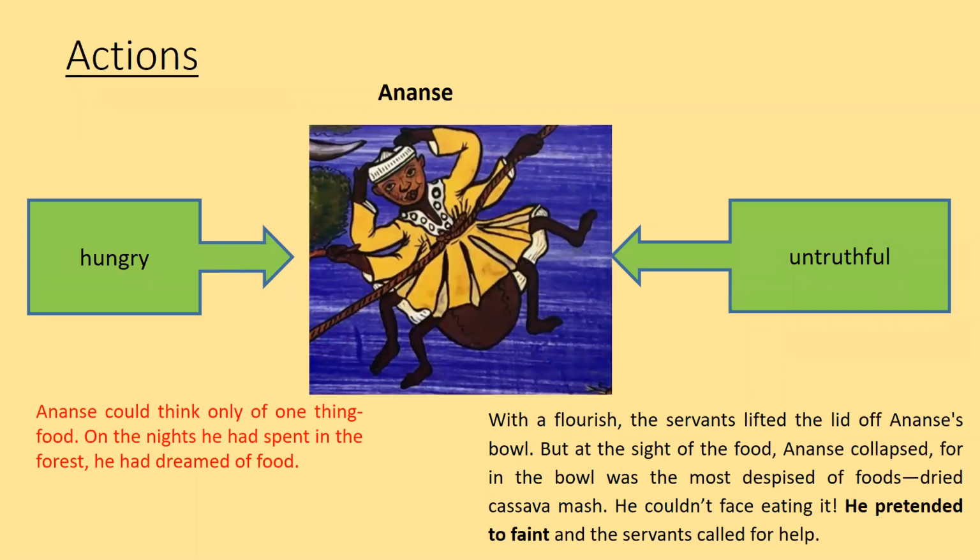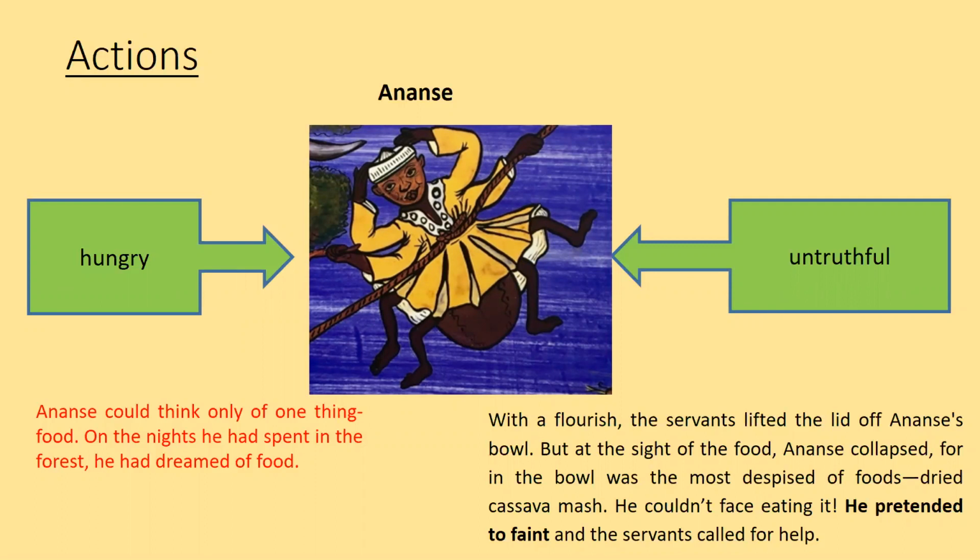Actions. What do we know from the text that Anansi has done for us to know how to describe him? So in red, I actually copied what the text said. It said that Anansi could think only of one thing, food. On the nights he had spent in the forest, he had dreamed of food. That tells us that Anansi is hungry.